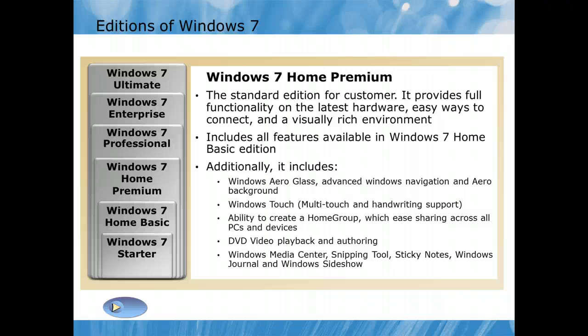All the features available in the basic edition, and each of these, as you go up, is going to have everything that was available in the one below it. It has Aero Glass, Windows Touch, and handwriting support, and the ability to create a homegroup. Remember, the one before could join a homegroup. We can now create a homegroup.